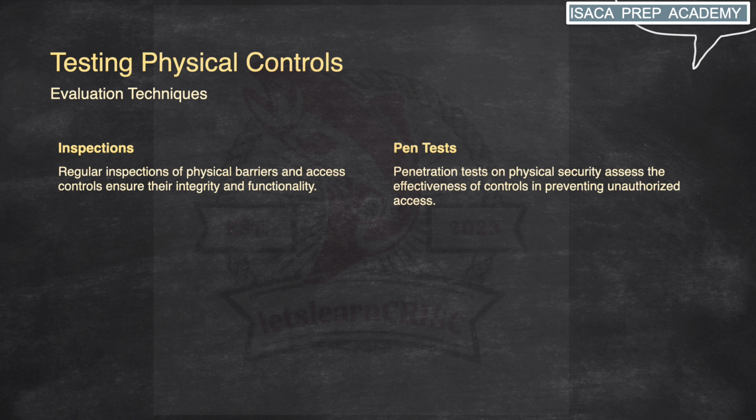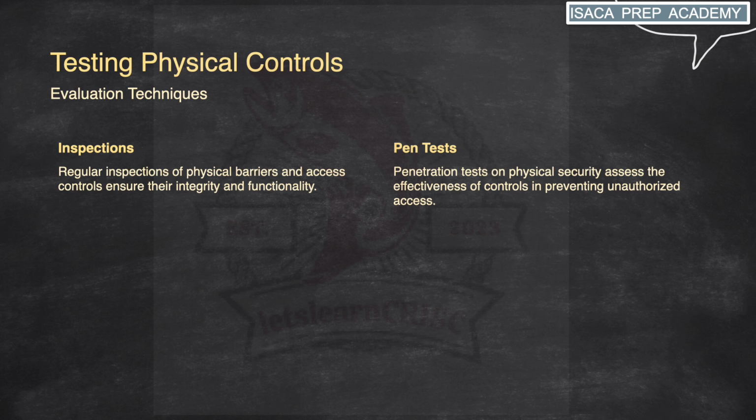Friends, the goal of a physical penetration test is to identify weaknesses in the physical security measures that could be exploited by a malicious actor to gain unauthorized access to sensitive areas or assets. By conducting these tests, organizations can assess the resilience of their physical security controls and identify areas for improvement to enhance overall security posture.